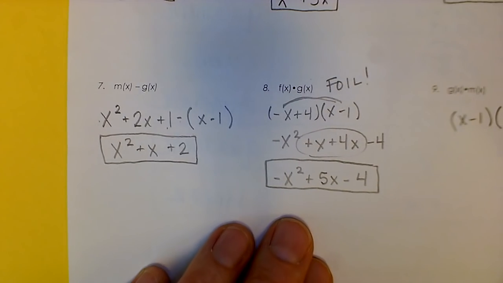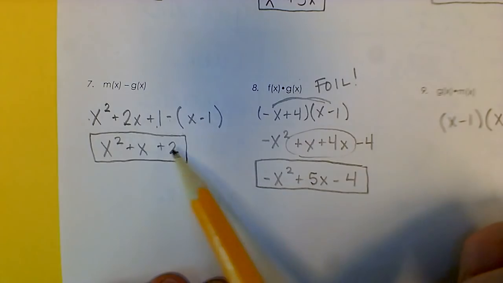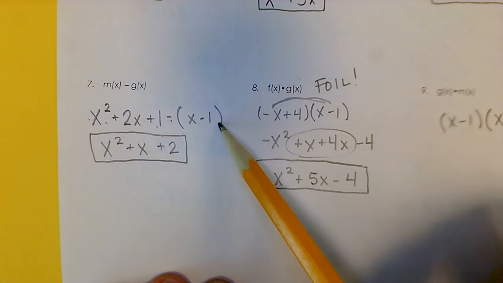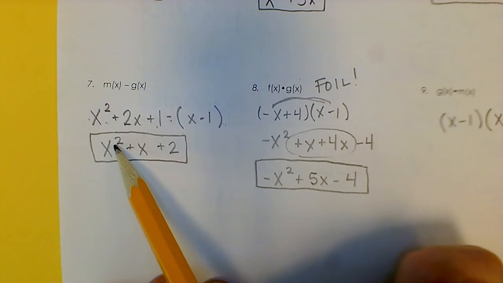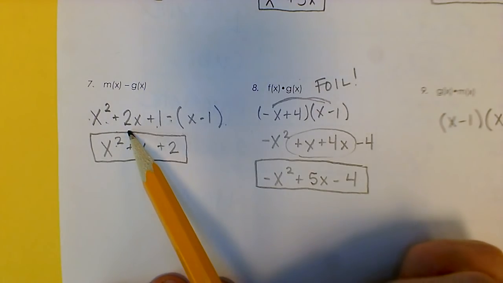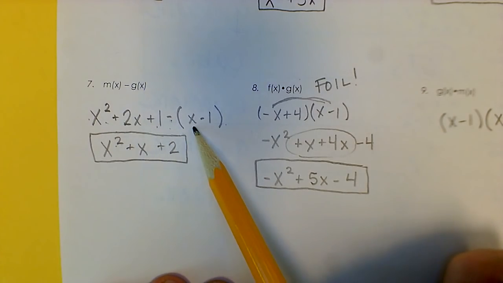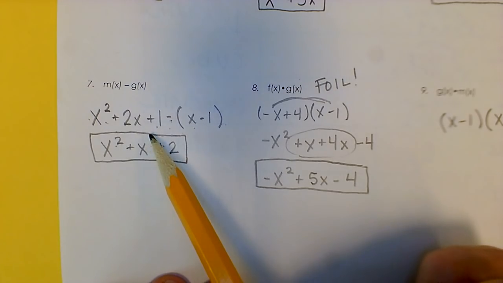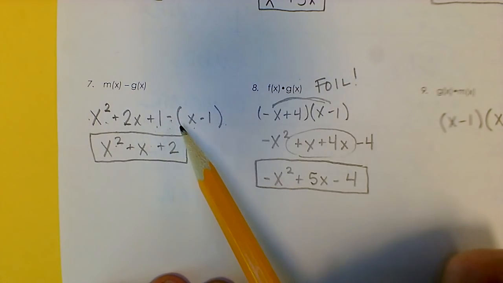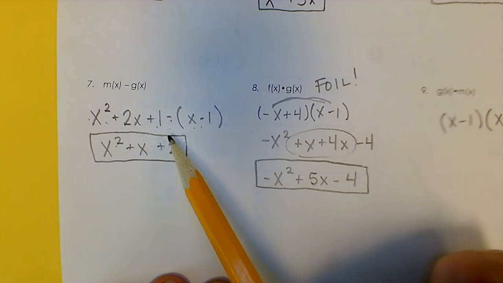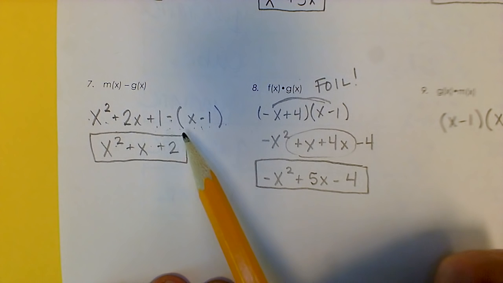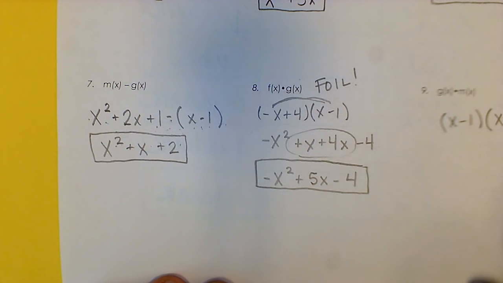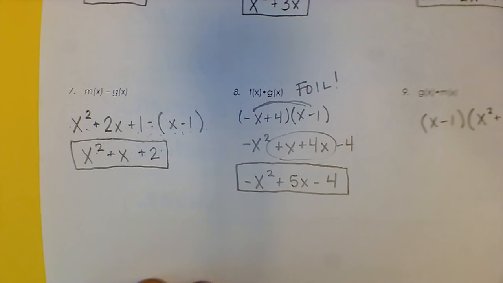Okay? So now let's look at number 7. We have m of x minus g of x. So there's nothing to combine the x squared with, so I bring it down. 2x minus x gives me 1x. 1 minus negative 1, and minus a minus makes a plus, so you get 1 plus 1, which gives me 2.